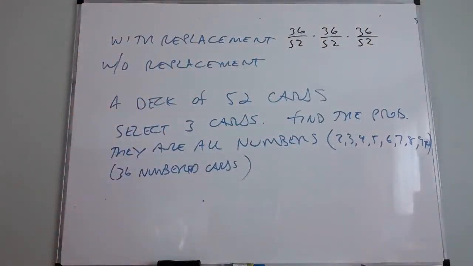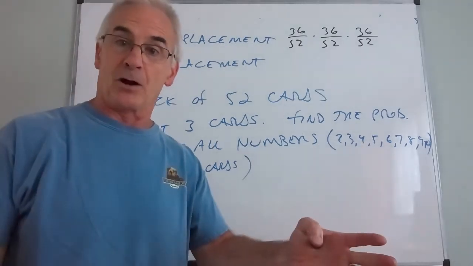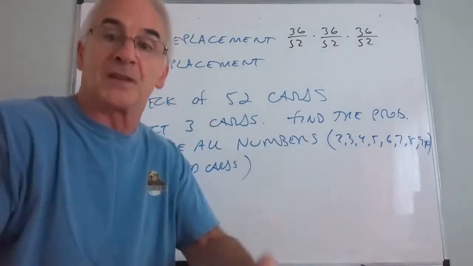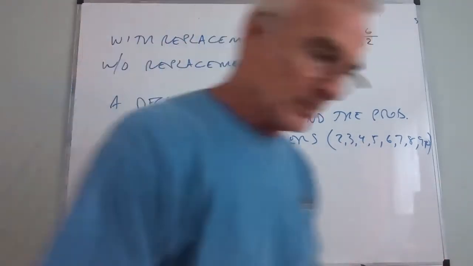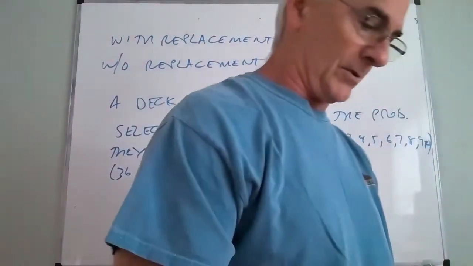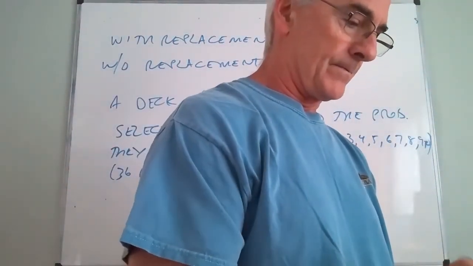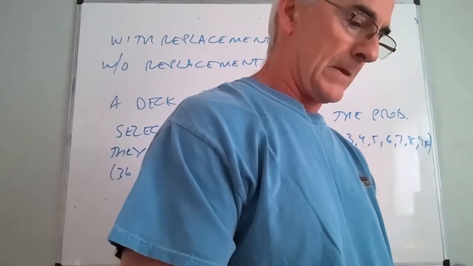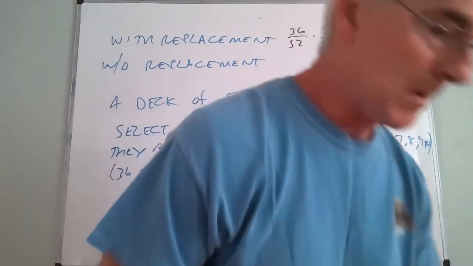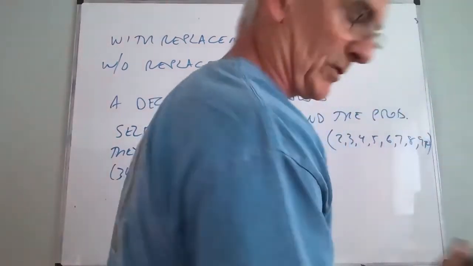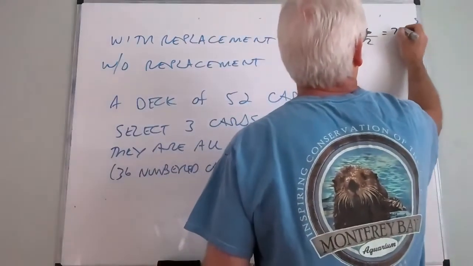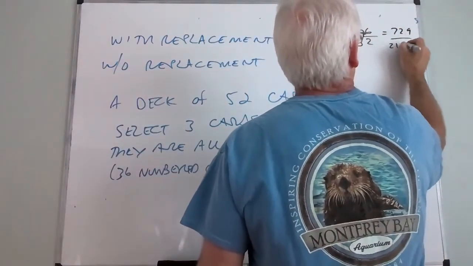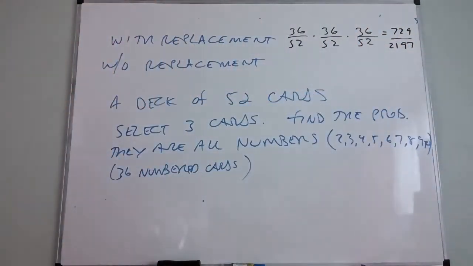With replacement means that it starts over every single time. I have the exact same 52 cards. I have the exact same 36 cards that have numbers, and I'm going to select them. So I do that on my calculator, and I raise that to the 3rd power. My answer is 729 over 2197. Okay, that's roughly about a third. In fact, it's really close to a third.